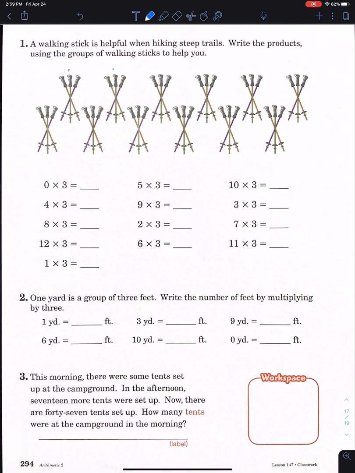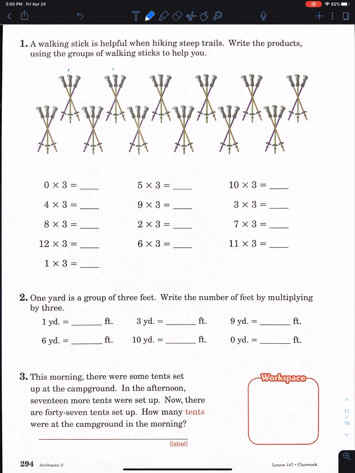Okay, so here we are doing the other side of the page, page 294. This is the second side for lesson 147, introducing the 3 multiplication family, or multiplying by 3. Knowing how to count by 3s is very helpful when you're learning how to multiply by 3.